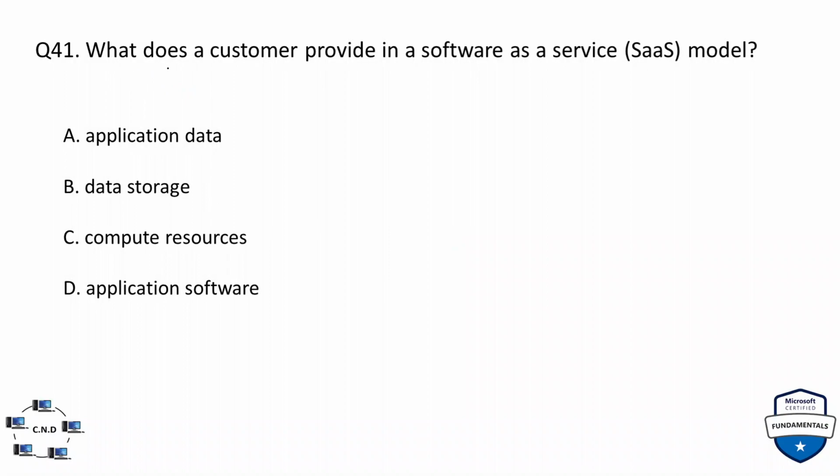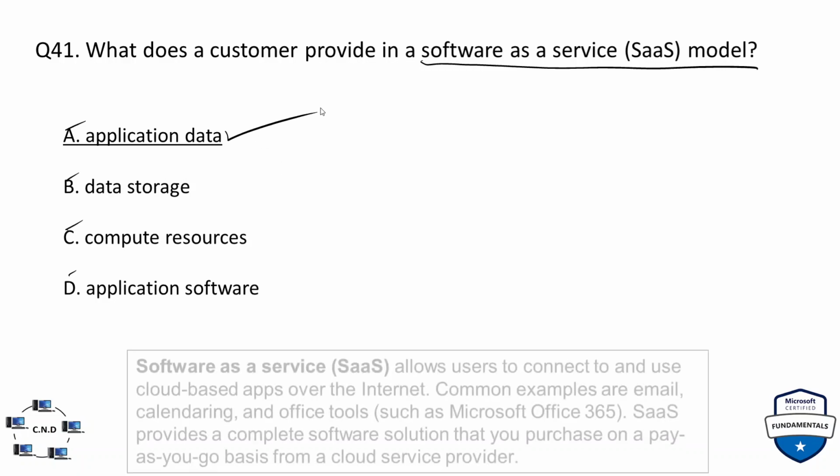Question number 41 is that what does a customer provide in a software as a service model? The options are option A, application data, option B, data storage, option C, compute resources, and option D, application software. And the correct option is the application data.